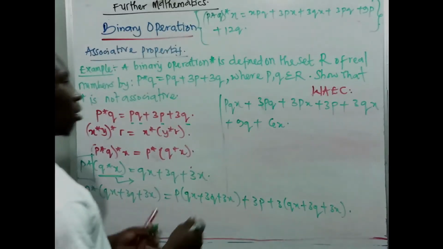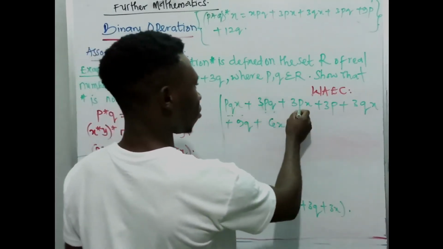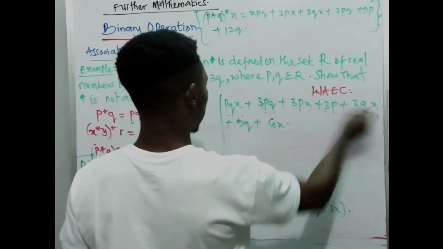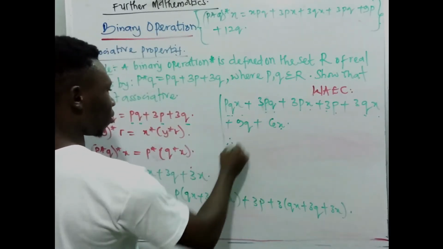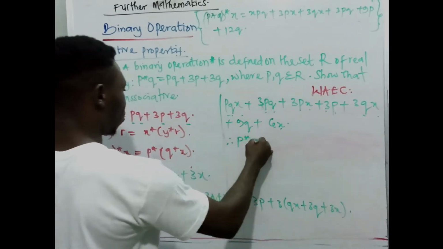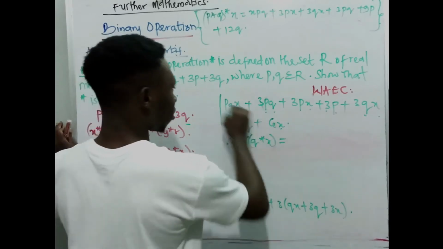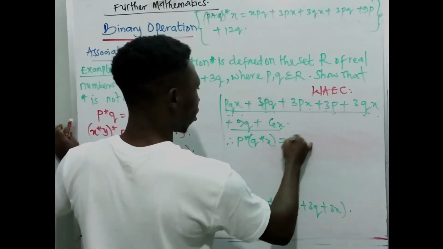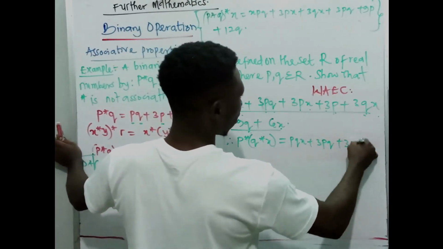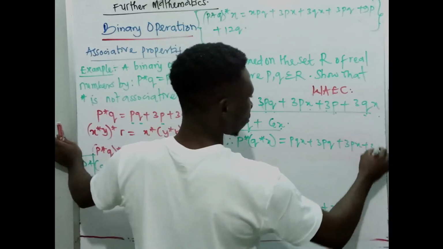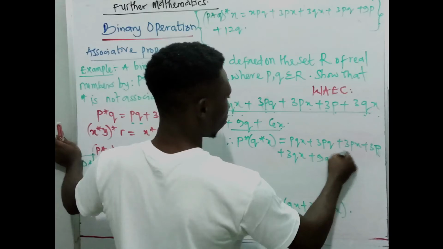So at this junction, do I have anything common to add? Let's say PQS, PQ, PX, 3P, QX, 9QX. Nothing is common. Therefore, P asterisk Q asterisk in bracket S is equal to this long solution here, which is PQX plus 3PQ plus 3PS plus 3 plus 3P plus 3QX plus 9Q plus 6S.